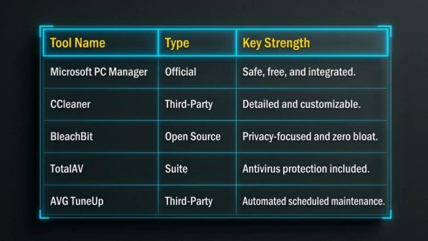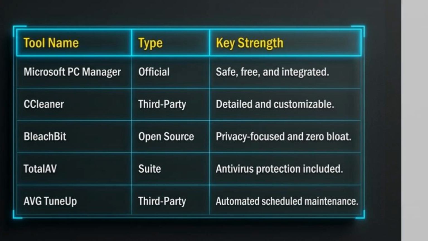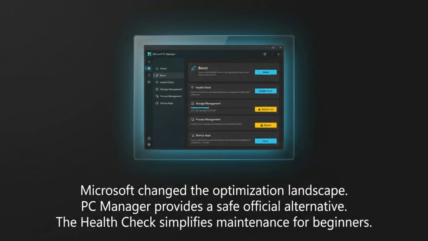A variety of PC optimization tools exist, including official options like Microsoft PC Manager, third-party solutions such as CCleaner, and open-source software like BleachBit. Choose a tool that fits your need. Microsoft PC Manager changed the optimization landscape, offering a safe, official alternative. The health check feature is especially useful for simplifying maintenance for beginners.